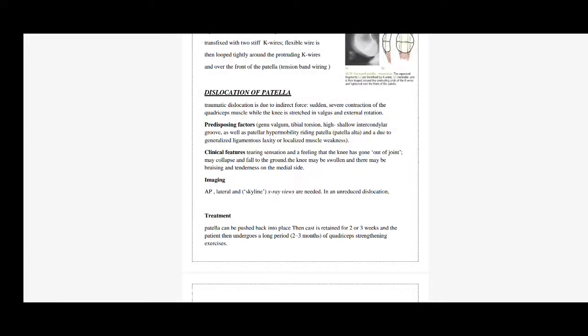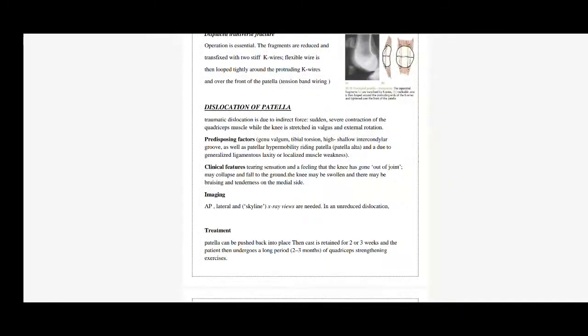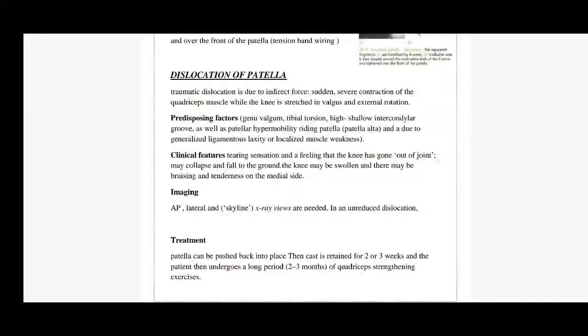The other subject is dislocation of the patella. It is usually a traumatic dislocation that occurs due to indirect force, a sudden violent movement causing the patella to dislocate, commonly laterally. Predisposing factors are anatomical variants such as genu valgum, external tibial torsion, a high shallow intercondylar groove, or patellar hypermobility, or a high riding patella, as we say patella alta, or generalized ligamentous laxity, or local muscle weakness, or hypoplasia of the vastus medialis, or hypoplasia of the lateral femoral condyle.